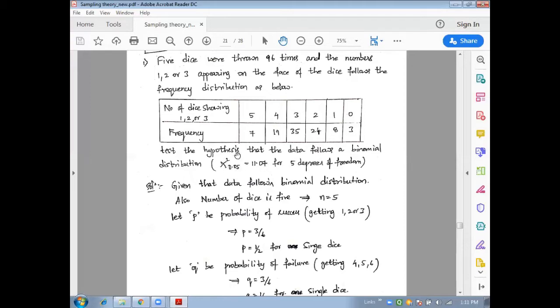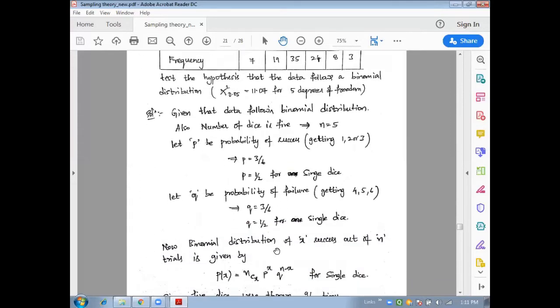Here the chi-square tabular value, that is chi-square of 0.05, is given as 11.07 for 5 degrees of freedom. So we have to compare the result with this value. For the solution, given that the data follows a binomial distribution, the number of dice n is equal to 5. Next we'll consider the probability. Let p be the probability of success, meaning getting the numbers 1, 2 or 3. So p is equal to 3 by 6, which gives p as 1 by 2 for a single dice.